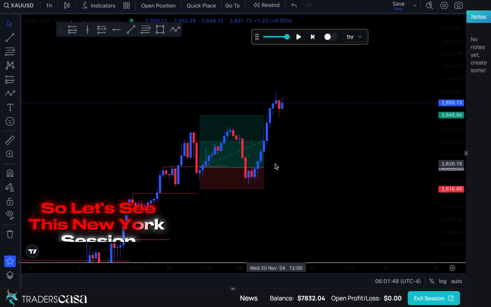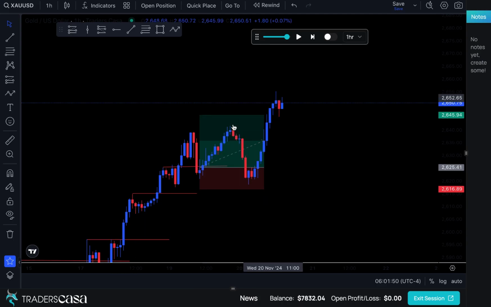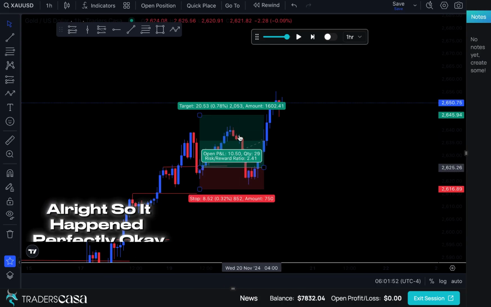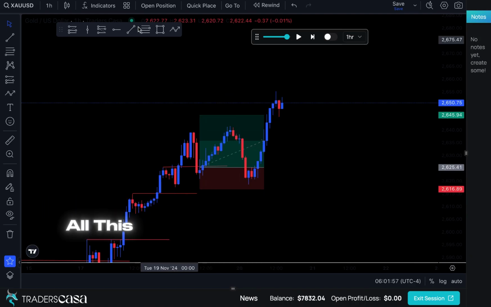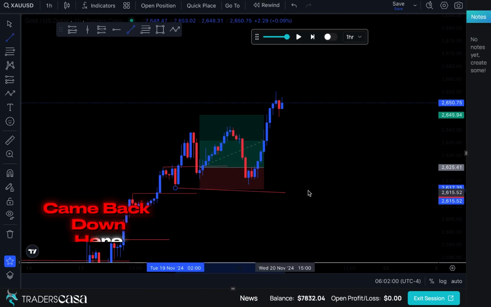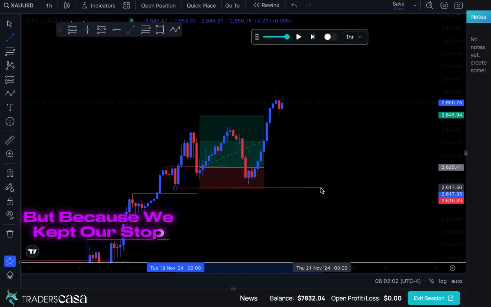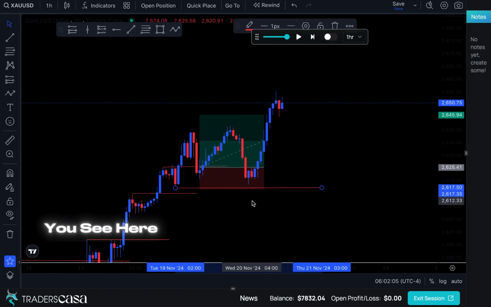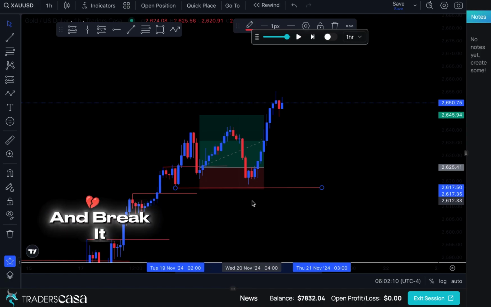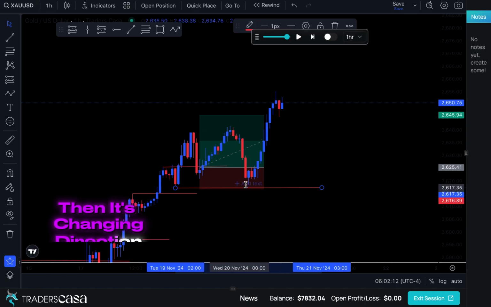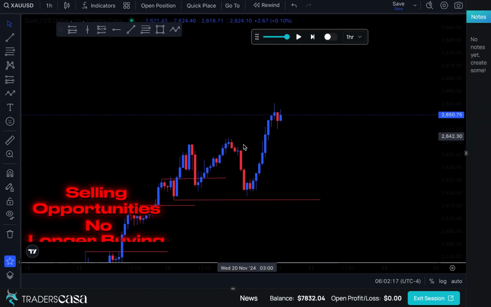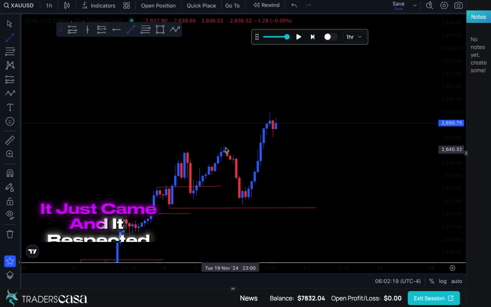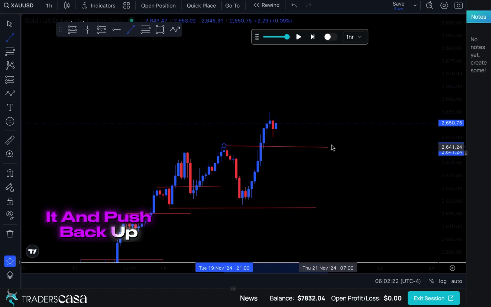So let's see this New York session. Let's see what's going to happen. All right, so it happened perfectly. So all this was a drawdown. When market came back down here, we are in loss, but because we kept our stop loss below this level, below this low you see here. Why did we keep our stop loss there? Because if market comes and breaks it, then it's changing direction. It means that we'll begin to look for selling opportunities, no longer buying opportunities. So currently it just came and it respected it and pushed back up.